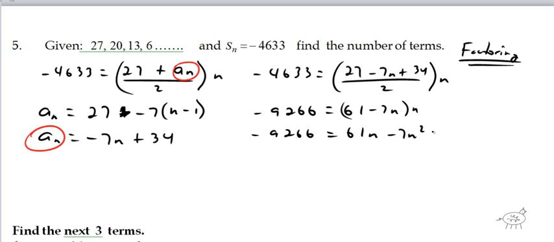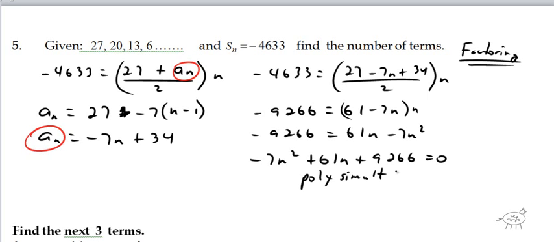And most of the time you're going to try to keep that negative 7n. You want to have that positive, but it doesn't matter if you're going to use polysimult, right? So it doesn't really matter. So we can do negative 7n squared plus 61n plus 9266 equals 0. Okay, and it looks good. And then we use our polysimult.